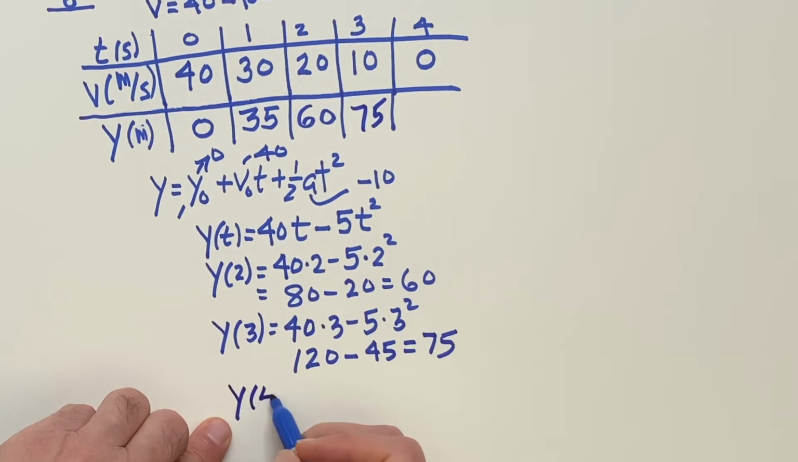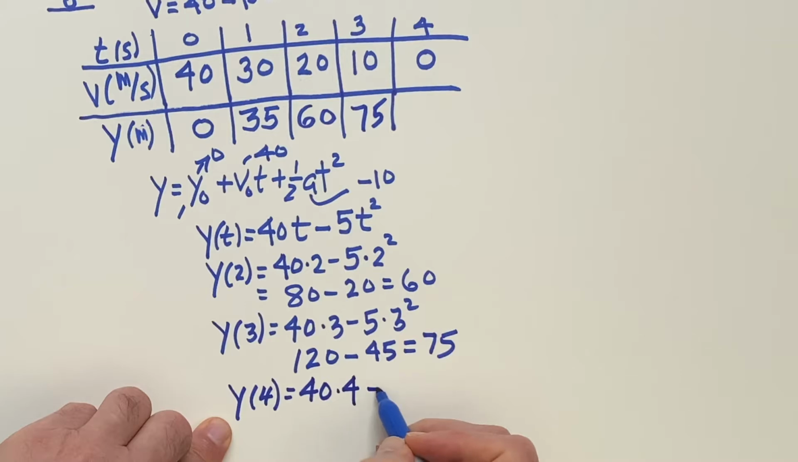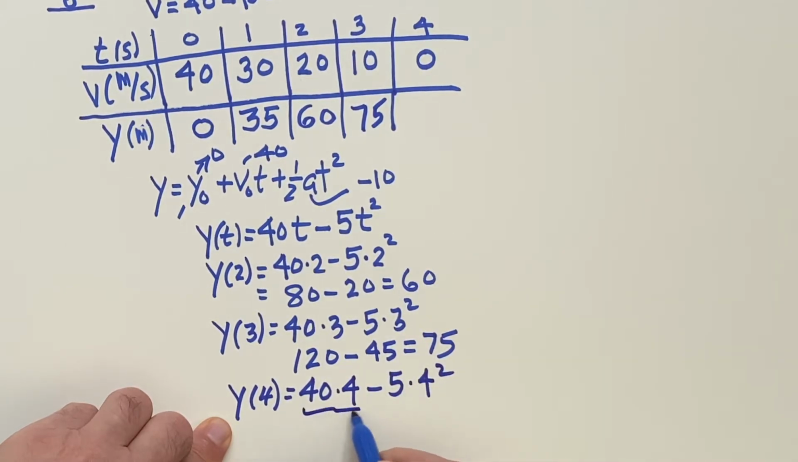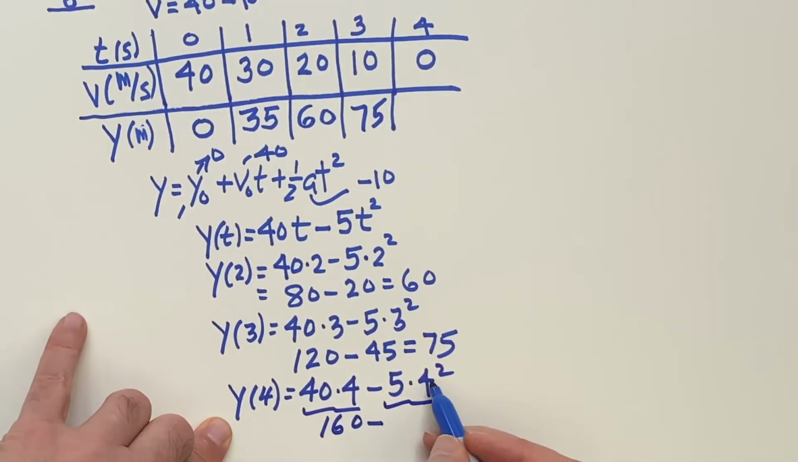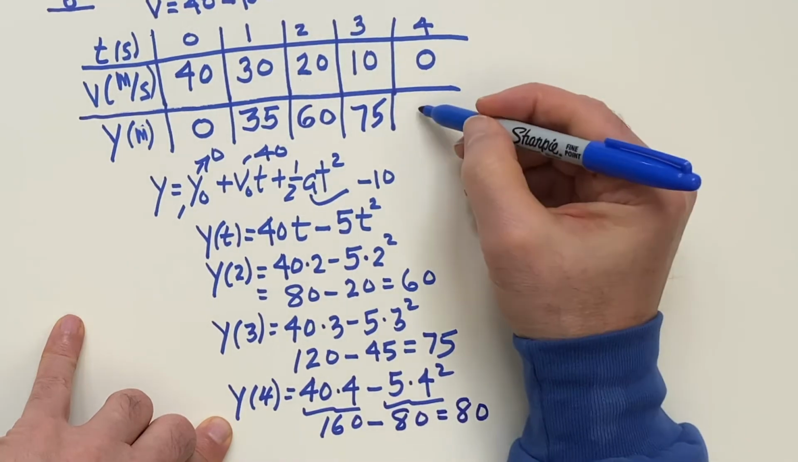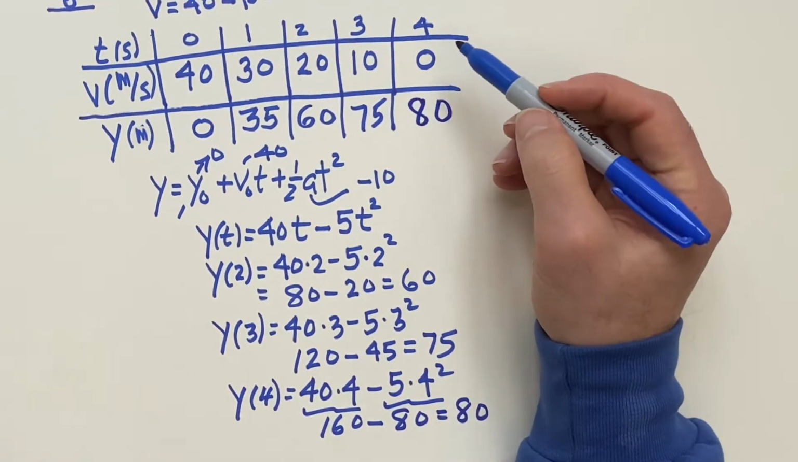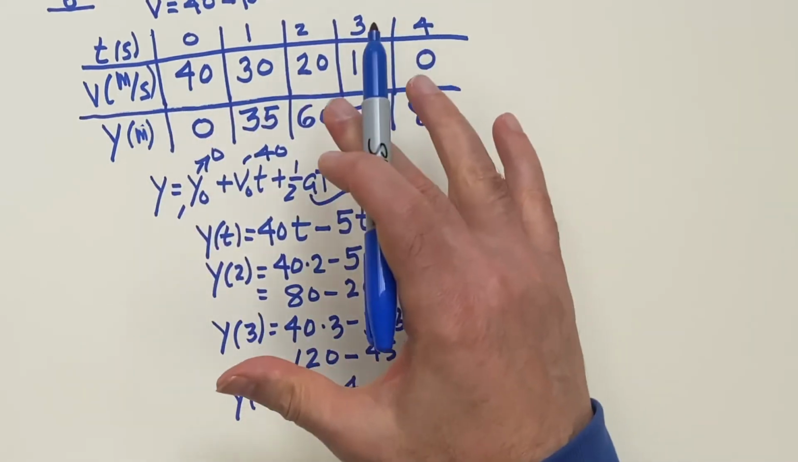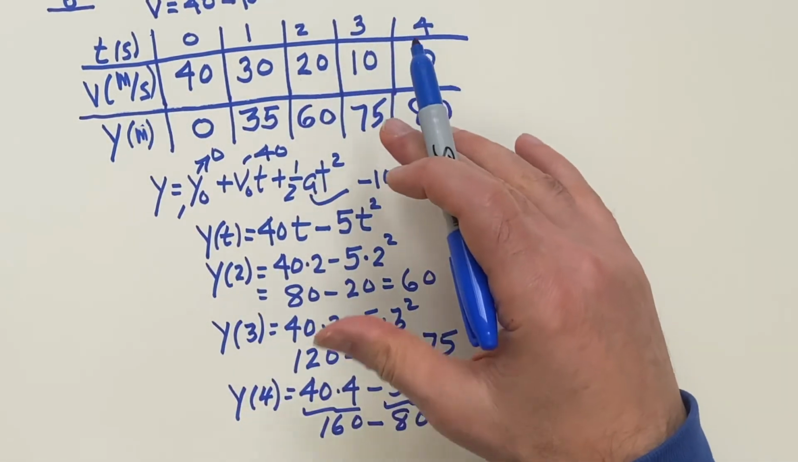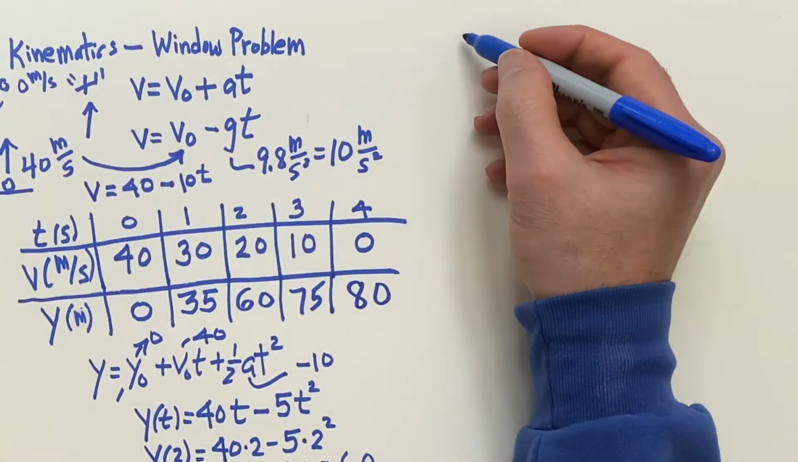And then for the last one here, I'll have 40 times 4 minus 5 times 4 squared. So this is 160 minus, well, 4 squared is 16, 5 16s would be 80. So when you subtract the 80 from the 160, you get 80. So this is our complete knowledge of what's going on. We're going to construct the problem now, and now here comes the fun.